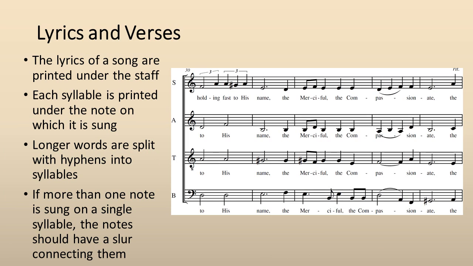For singers that don't read music, the lyrics are probably the easiest thing to make use of. They are printed just under, or occasionally over, the staff. The words are split into syllables with hyphens, and each syllable is printed under the note it is sung on. If a word is sung on more than one note, those notes should have a slur connecting them.